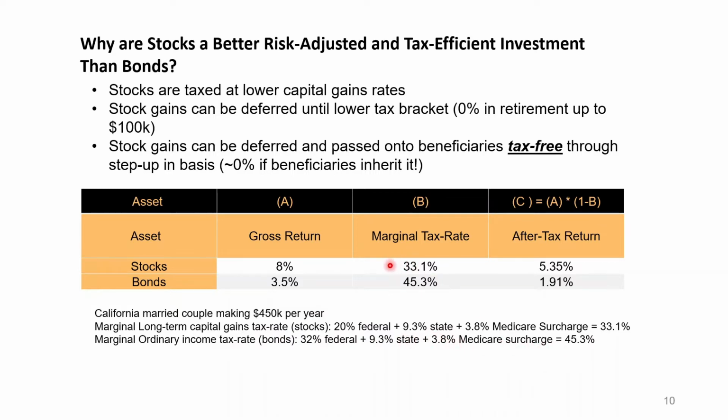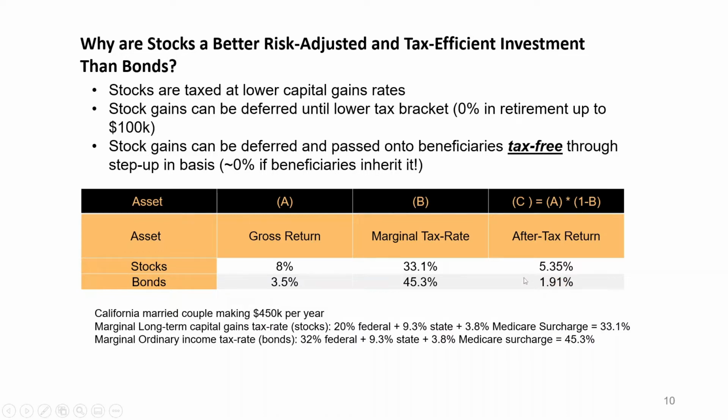So the two key components that I was trying to highlight here are that stocks are higher returning and you pay less taxes on the gains. And again, you can defer taxes and pay 0% if you pass it on to your beneficiaries, or close to 0%. Whereas bonds are lower returning, have a lower gross return, and they're taxed higher. So the key thing to keep in consideration here is your after-tax return, right? So what are you really making from these assumptions on an after-tax basis? You can see that with stocks, you're making about 5.35%, whereas with bonds, you're making about 1.91%.